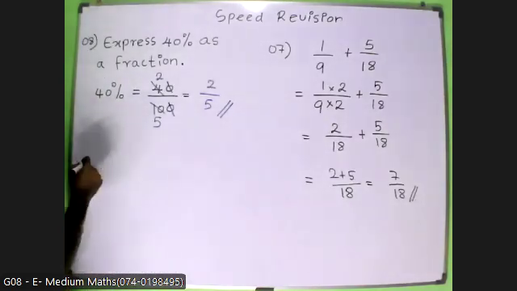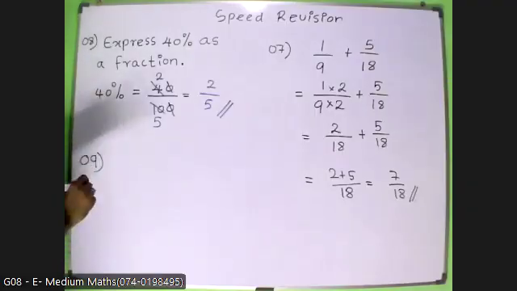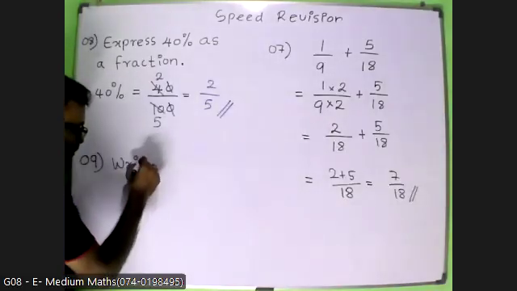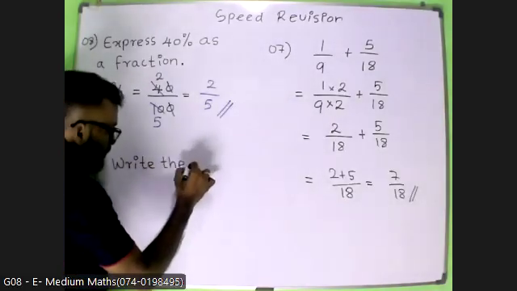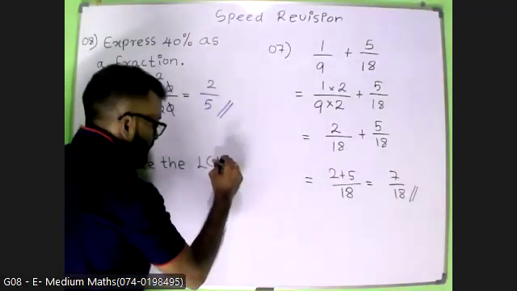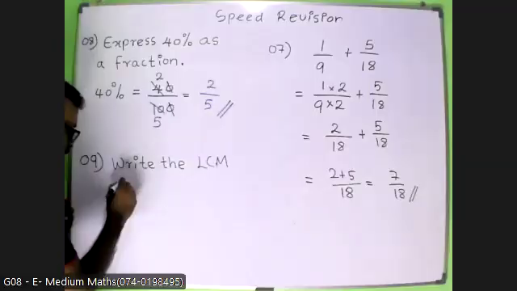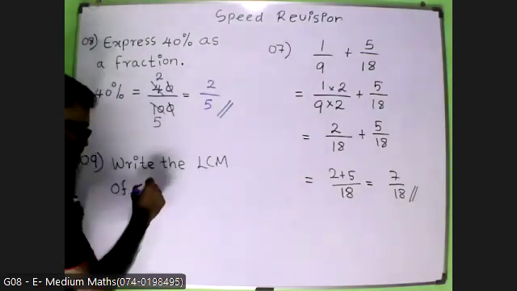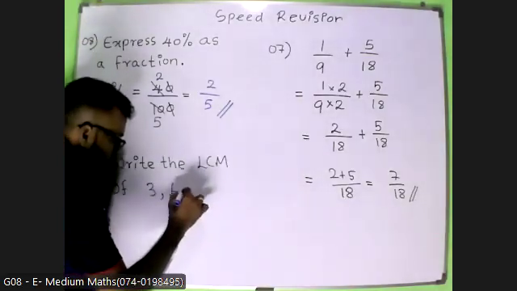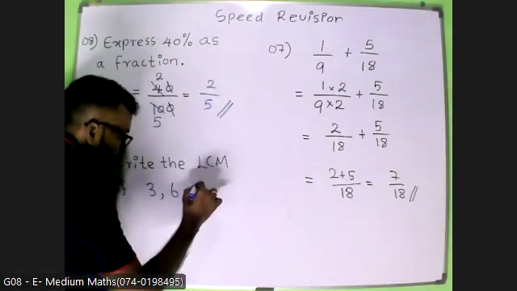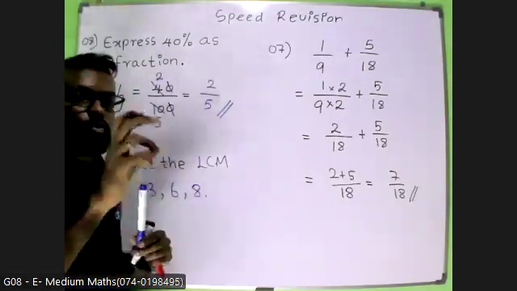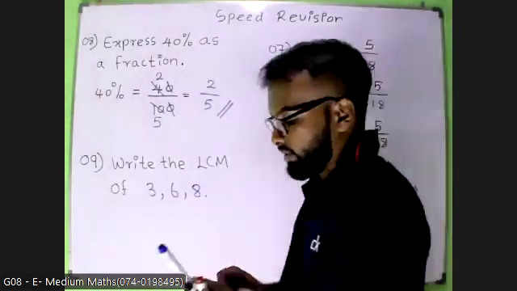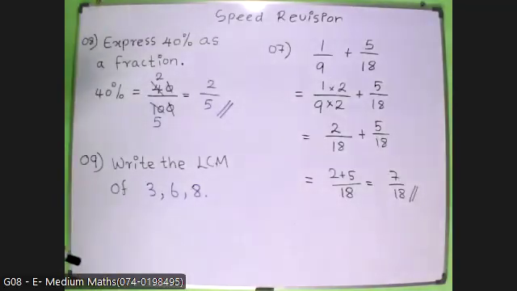Right. Ninth one. The LCM. LCM means least common multiple of 3, 6 and 8. So you need to find the least common multiple, LCM, of 3, 6 and 8. How do you find the LCM of 3, 6 and 8?